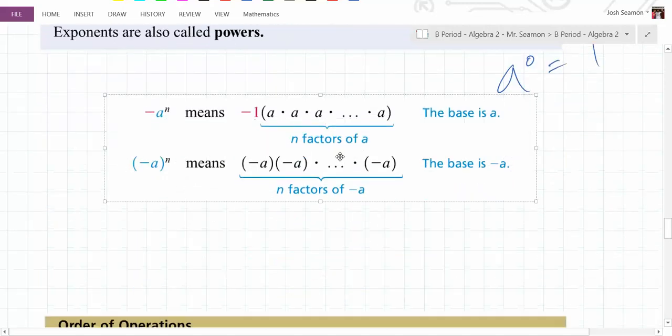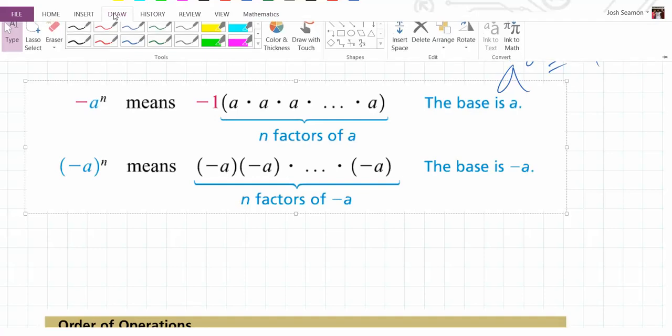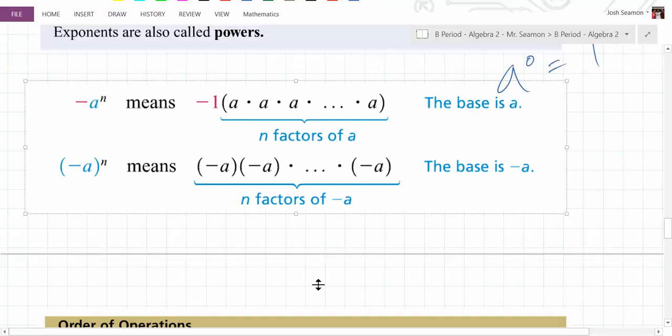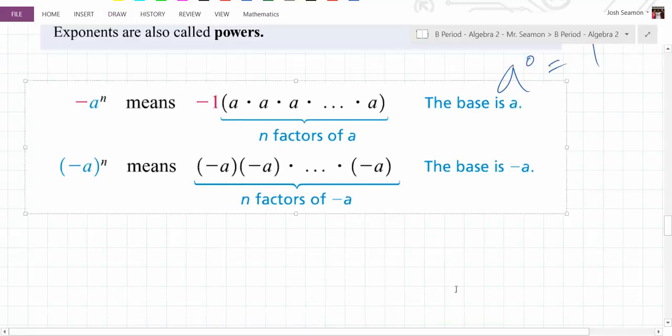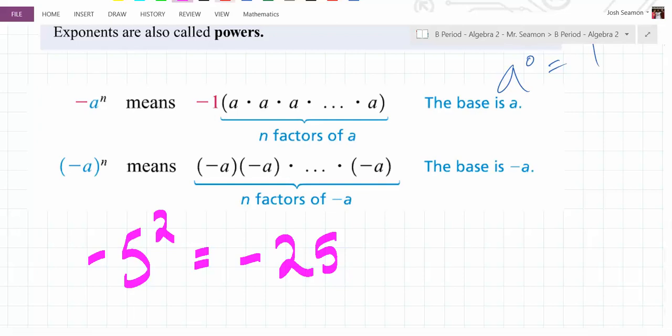This right here is by far the most common mistake people make when it comes to exponents. Negative a to the n and, in parentheses, negative a to the n are completely different. What do I mean? Negative 5 to the second power, what is that? Negative 25. That negative sign is completely separate from the square. Is the negative being squared there? No, it's not.